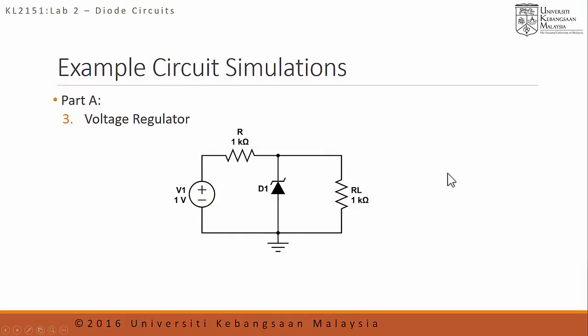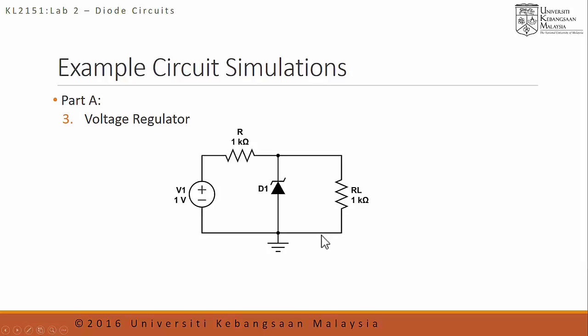Now the third circuit is our voltage regulator circuit. As the name suggests, this circuit will regulate the input to make sure it will not exceed a certain limit or threshold voltage that you set. For this example, if we set the threshold voltage of this circuit to be 5 volts, regardless of whatever the voltage at the input is, the output will not exceed 5 volts. So 5 volts is the maximum voltage output that it will produce.